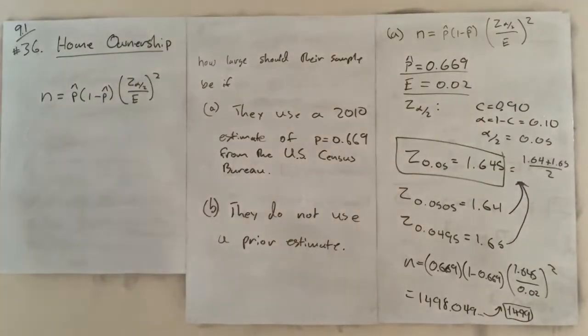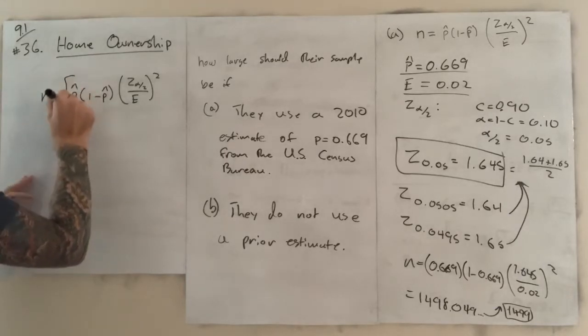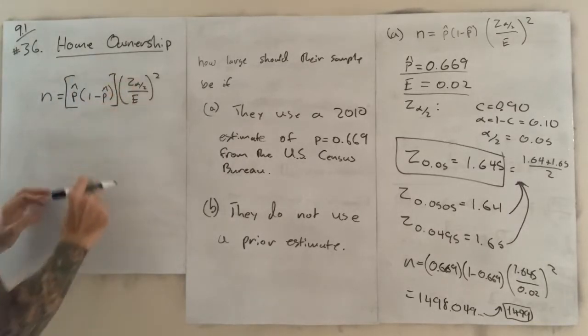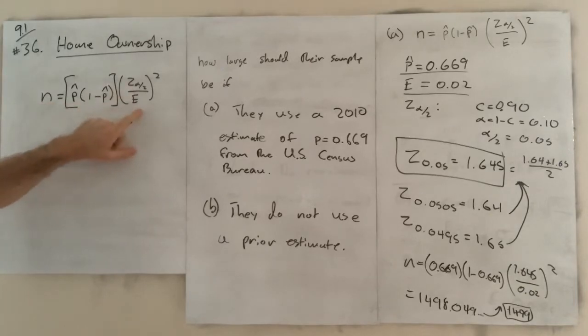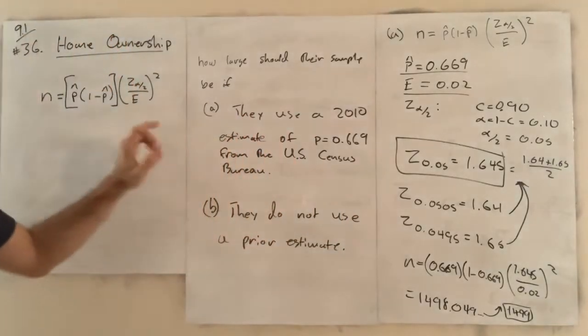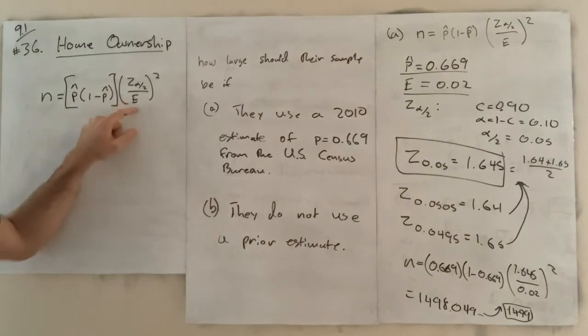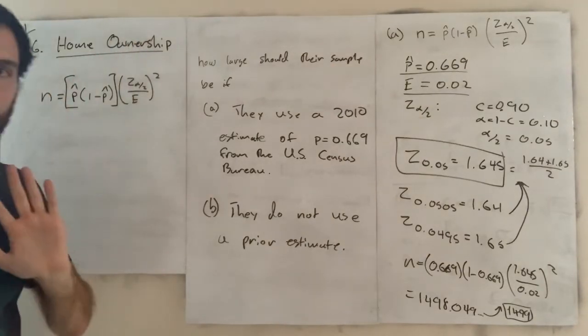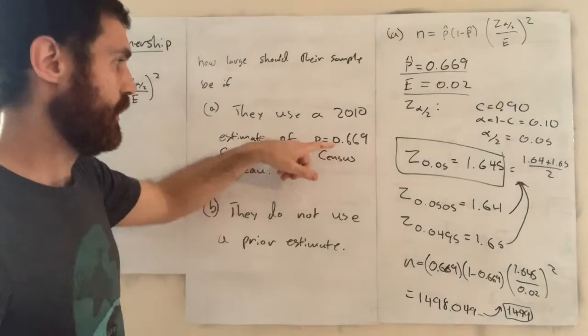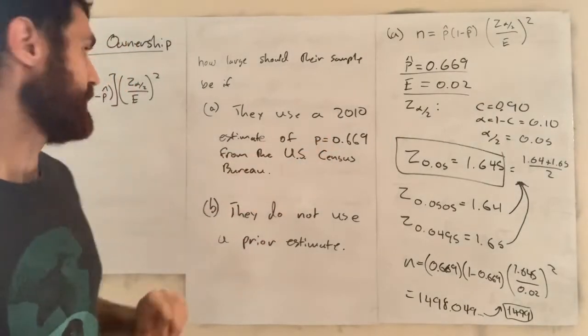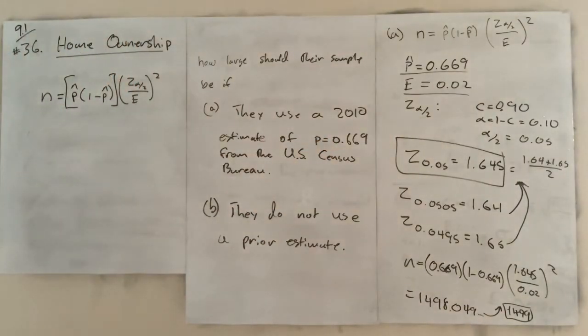One thing to keep in mind is we have these two parts. You have this thing here and you have this thing here. This is fixed once you choose your confidence and your error. If you have your error here and you have your confidence, this number is set. This thing here is what depends on your previous estimate. This is the p hat.